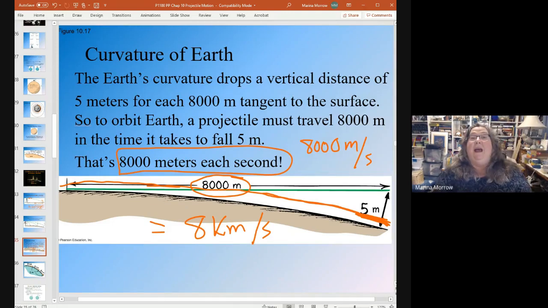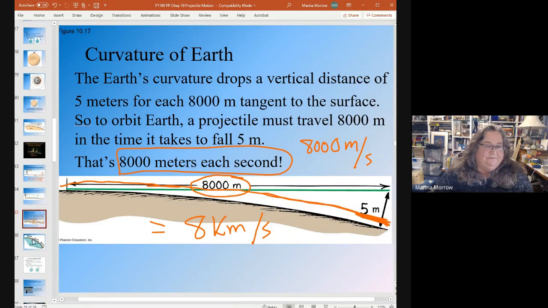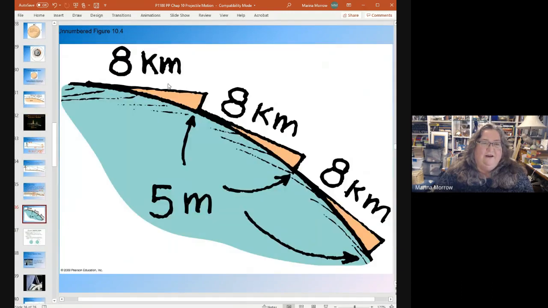That's how fast. Is that fast? Yeah, it's pretty fast. It's faster than you can throw, right? People can throw maybe 50 meters per second. This is 8,000 meters per second. So the ball has to keep going out 8 kilometers and only fall 5, and then it will match the curvature of the Earth.